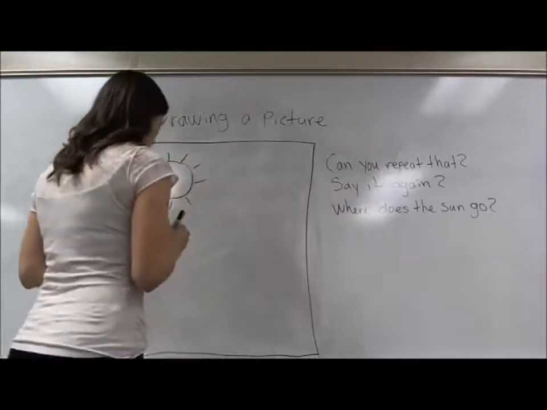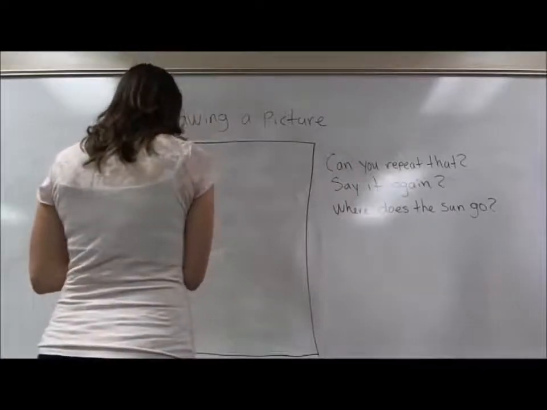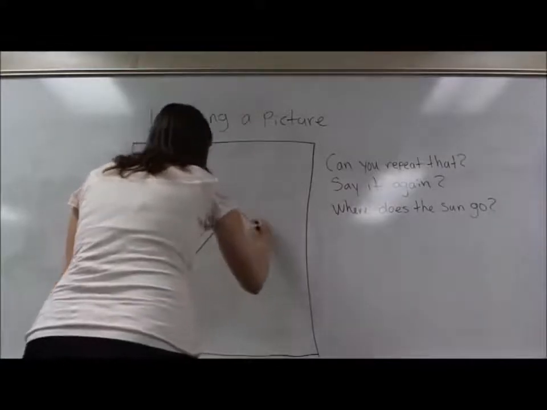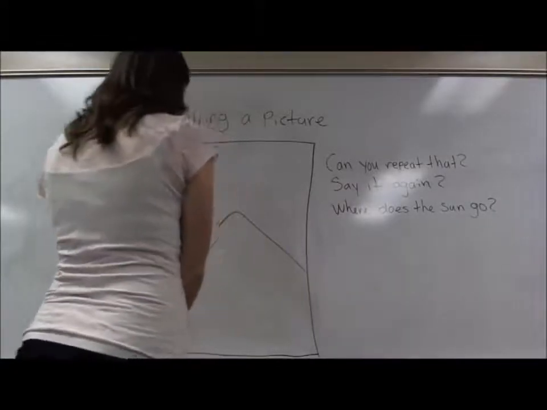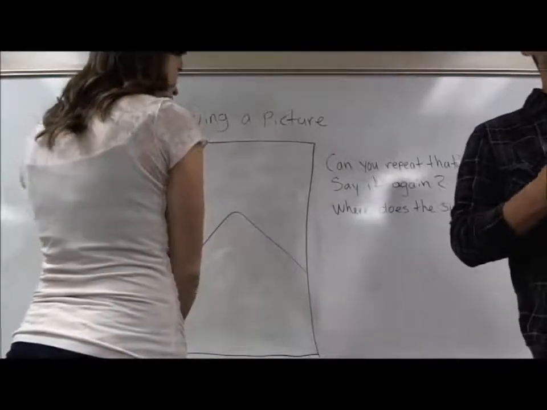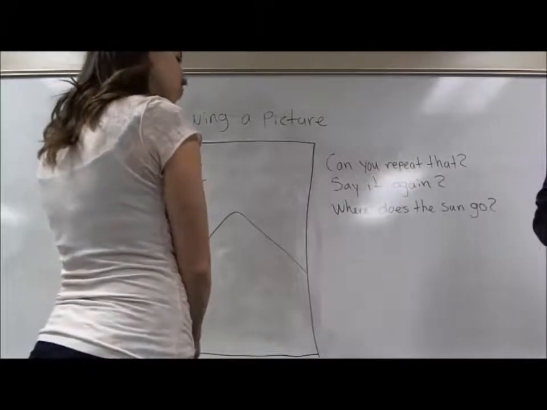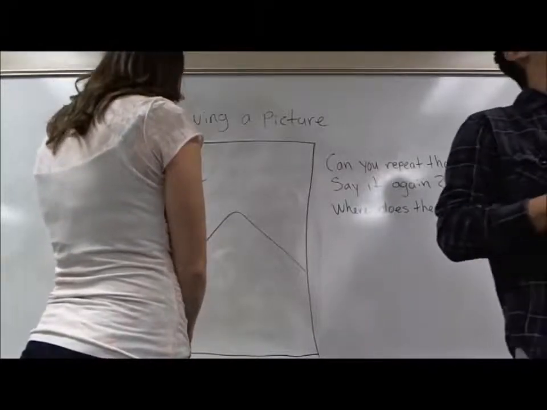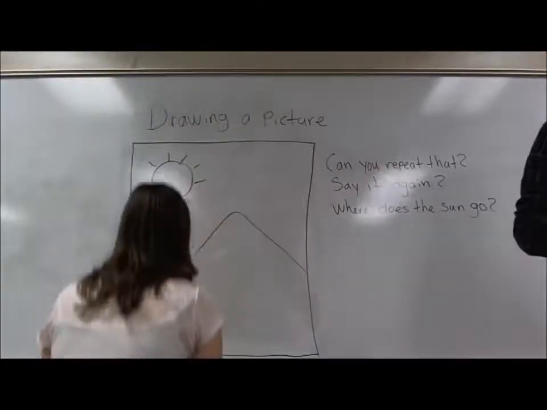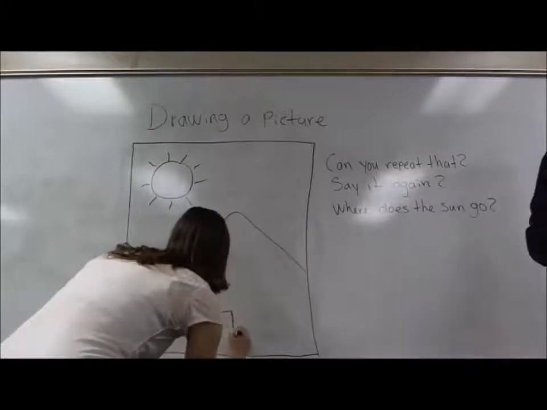All right. Now you're going to draw a mountain under the sun. All right. On the bottom of the mountain, you're going to draw a house. Where does the house go? On the bottom of the mountain. On the bottom of the mountain, you're going to draw a house.